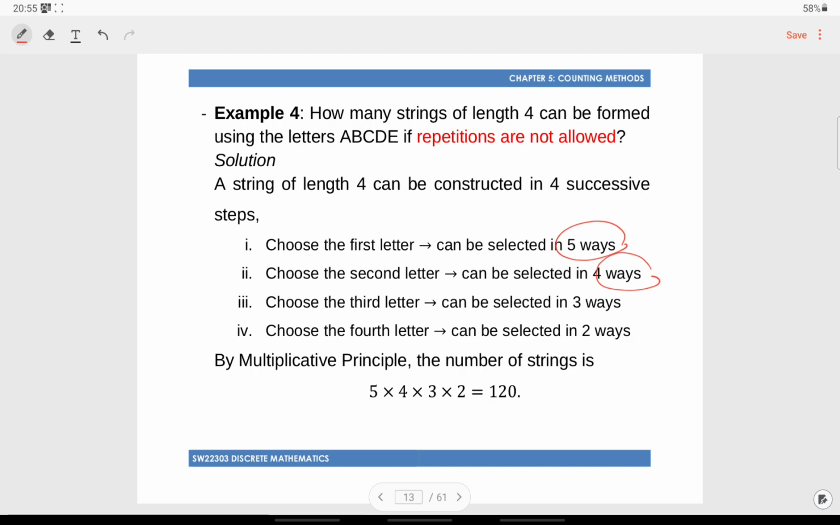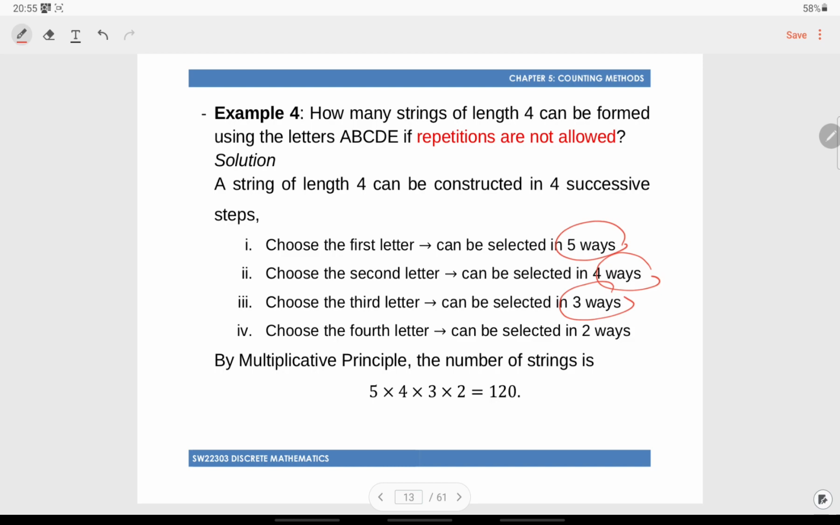And then we move to the third step, which is to choose the third letter. And again, because we have to take out 2 characters out of 5 characters, the remaining characters are only 3. So the third task can only be done in 3 different ways. So the third step, which is to choose the third letter, can only be done in 3 different ways.